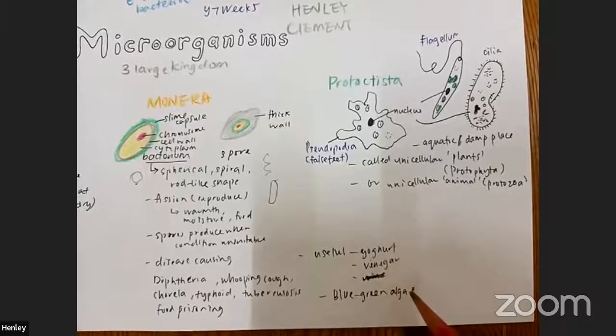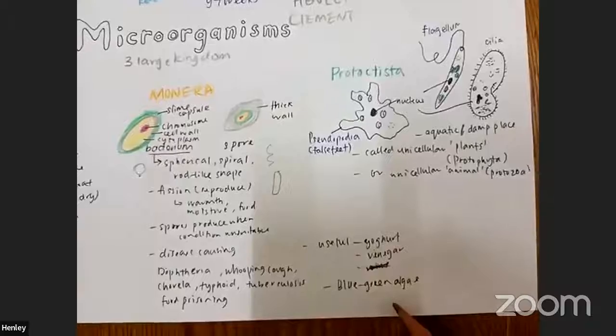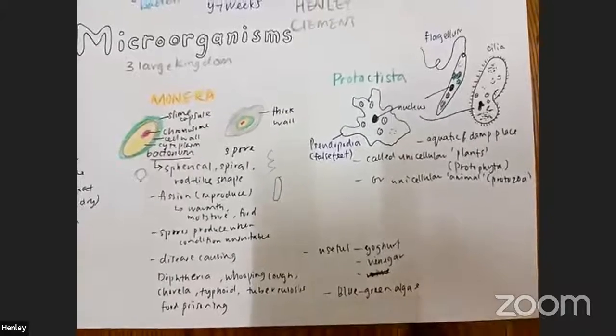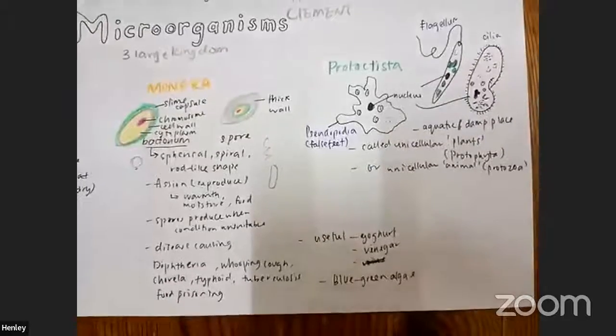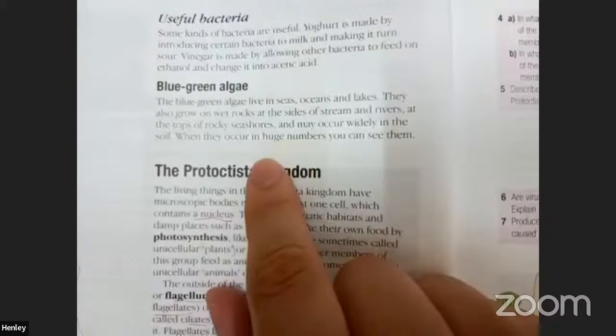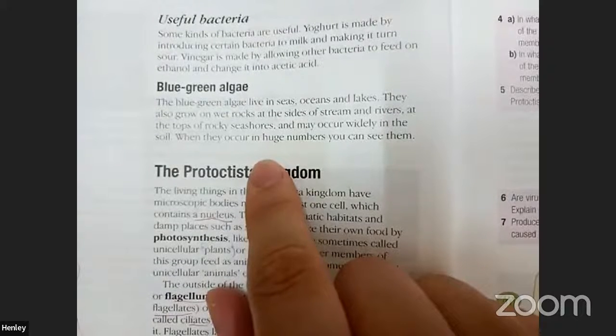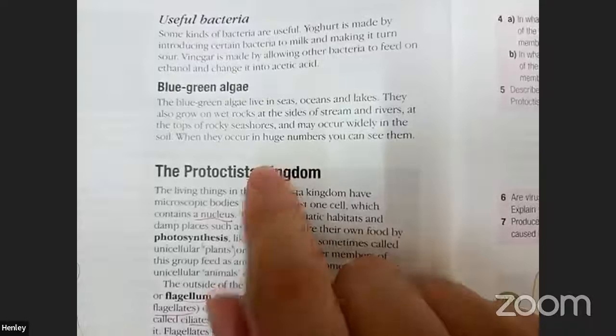One type of the Monera is also blue-green algae. Blue-green algae is one type of the Monera kingdom. This is blue-green algae. Can you see? They live in the sea, ocean, and lakes. They also grow on wet rocks at the side of streams and rivers, at the top of rocky seashores, and may occur widely in the soil. When they occur in huge numbers, you can see them.